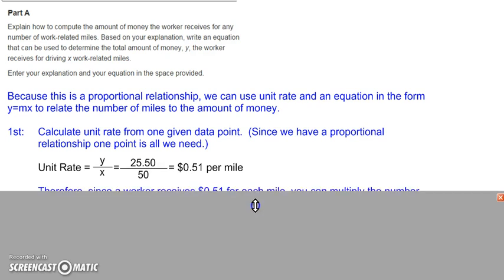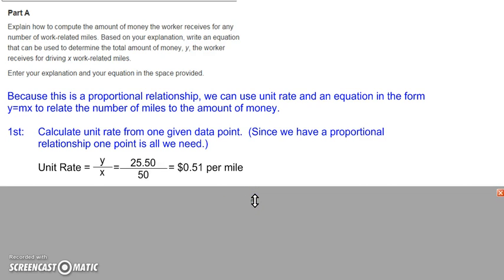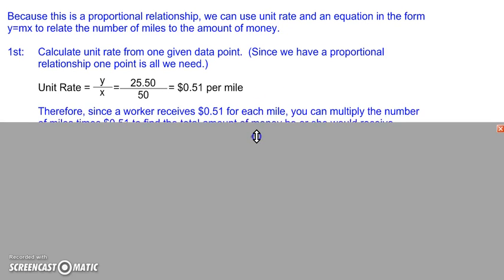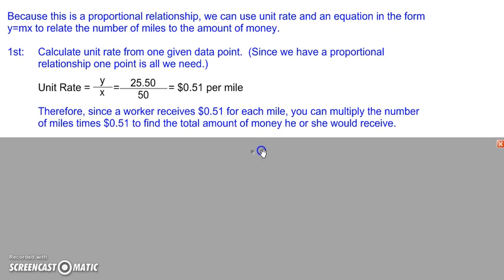So we know that unit rate is y divided by x, so that means we're going to take 25.50 divided by 50, which gives us 51 cents per mile. Therefore, to answer the first part, since a worker receives 51 cents for each mile, you can multiply the number of miles times 51 cents to find the total amount of money he or she would receive.